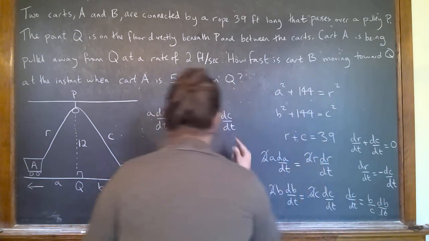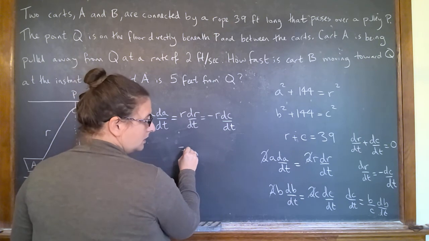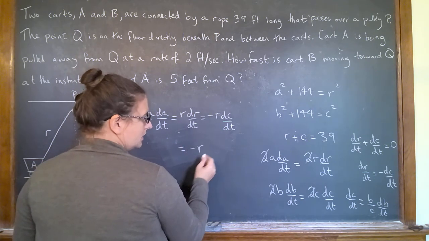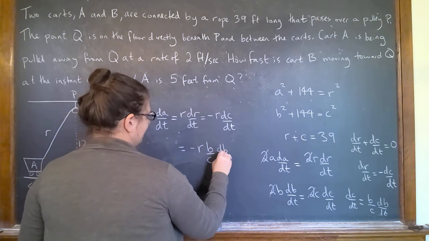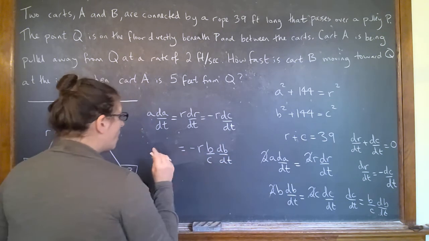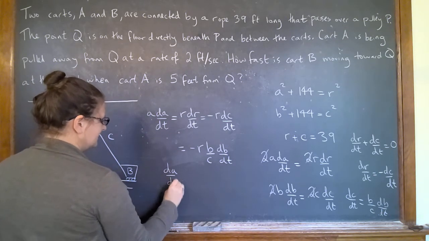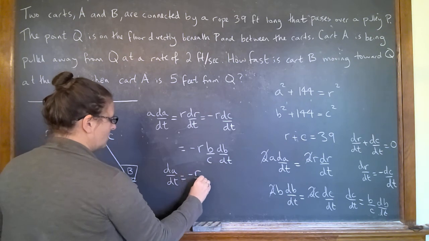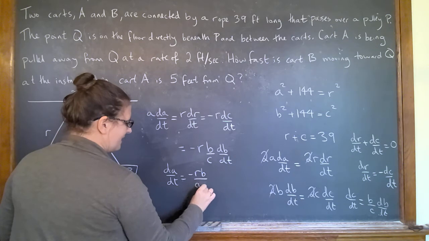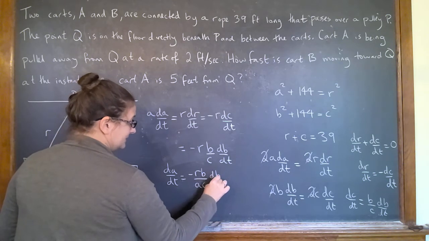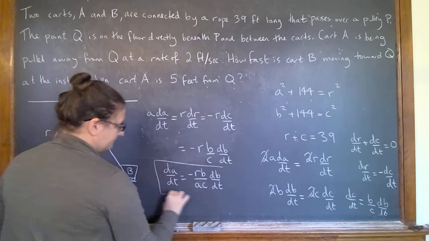Now I can put this guy in there. So this is going to give me minus r times b over c db/dt, right? Or divide through by the a, then the dA/dt is equal to minus r over a. So I have minus rb over ac db/dt. So that is what I want.